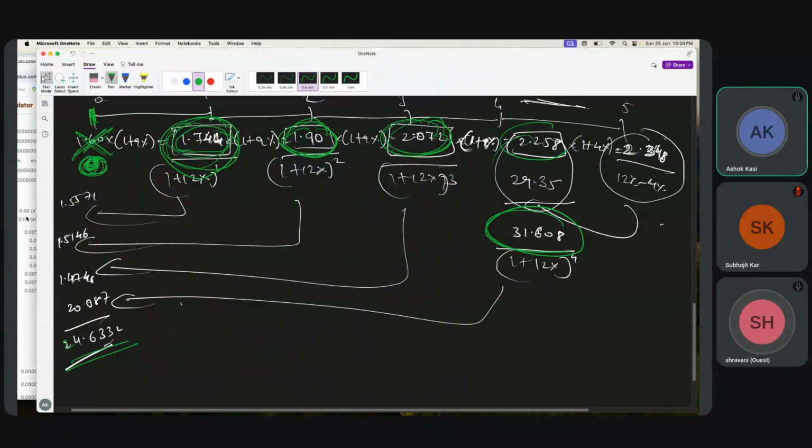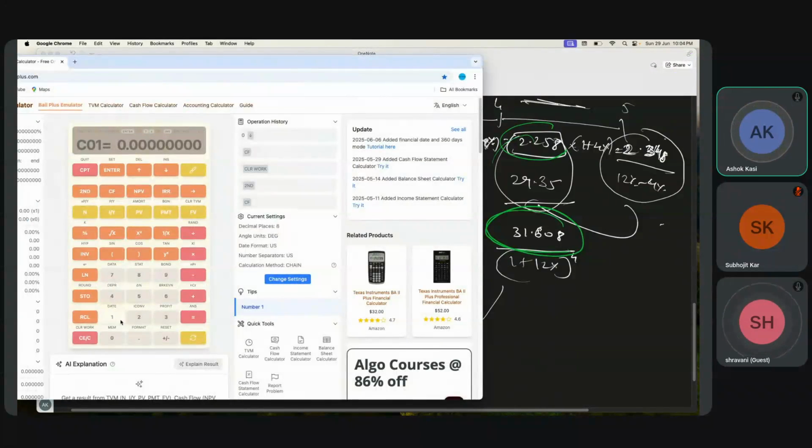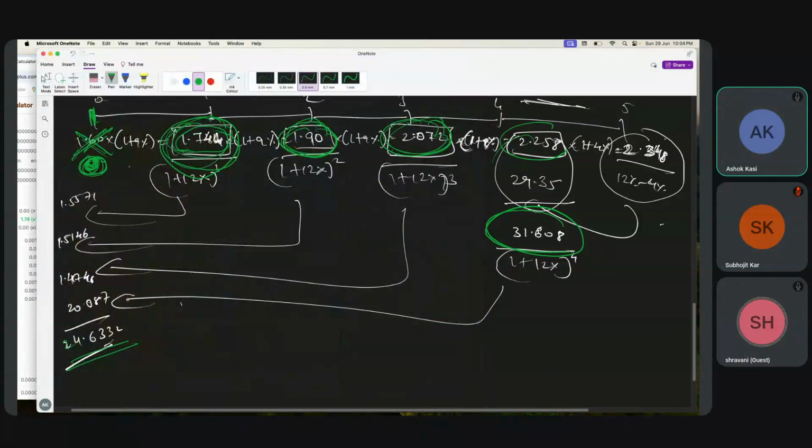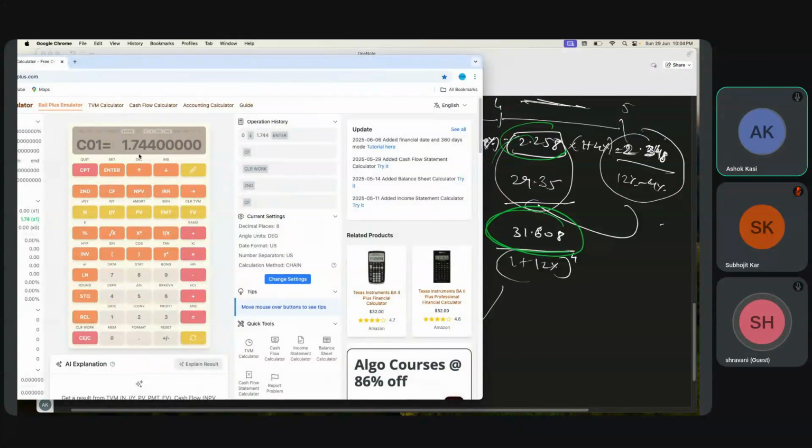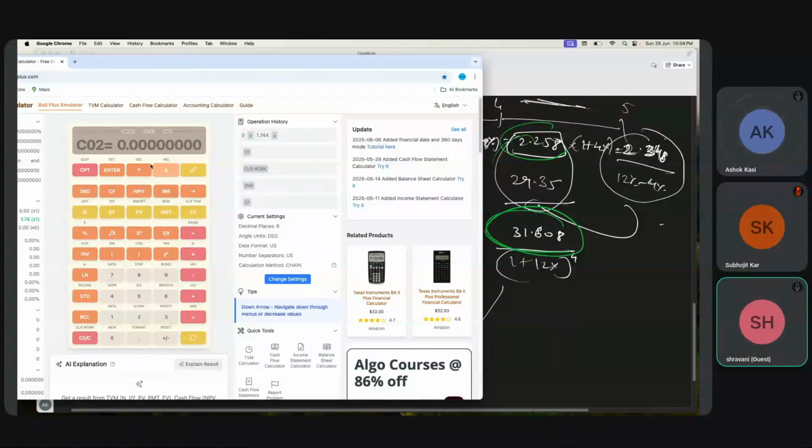Time 1 is 1.744. So 1.744, enter. Then downward arrow. Then frequency 01, you ignore it now. I will tell you when it is required. Otherwise, you have to ignore it all the time. Rarely we will be using that. When such a case comes, I will tell you. So frequency you ignore. Then again you do downward arrow.